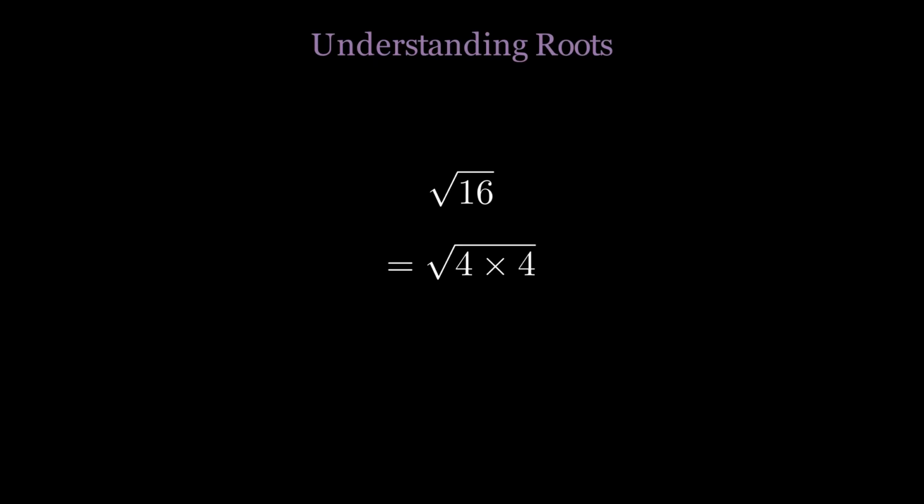We can rewrite 16 inside the radical as its identical factors, 4 times 4. The rule of square roots is that a pair of identical factors inside can be brought out as a single representative value outside. So, the pair simplifies completely, leaving just 4.